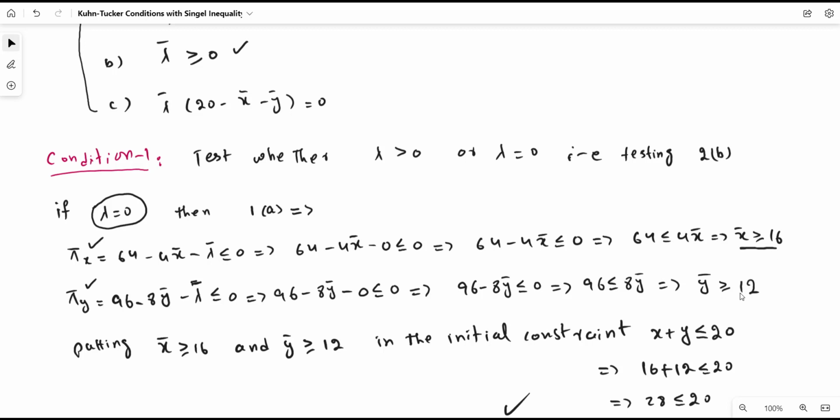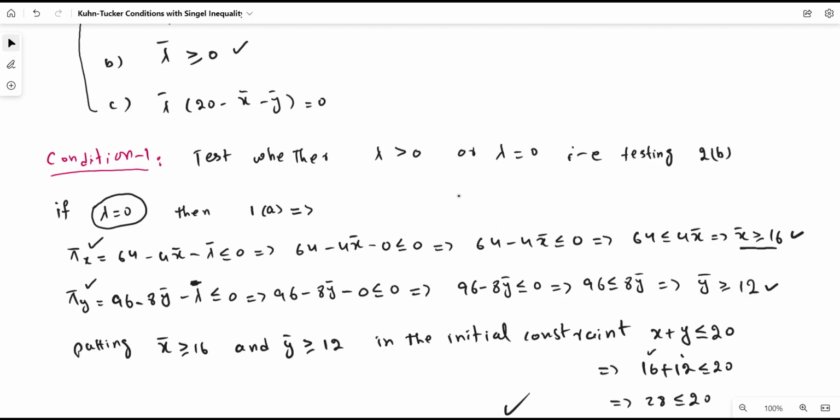Now we would test whether it satisfies the given constraint or not. So we have to put the values of x bar and y bar in the constraint. If we put x bar is equal to 16 and y bar is equal to 12, the sum is equal to 28. 28 is not less than or equal to 20, right? According to the constraint, x plus y should be less than or equal to 20, but we got 28. So these critical values do not satisfy the given constraint.